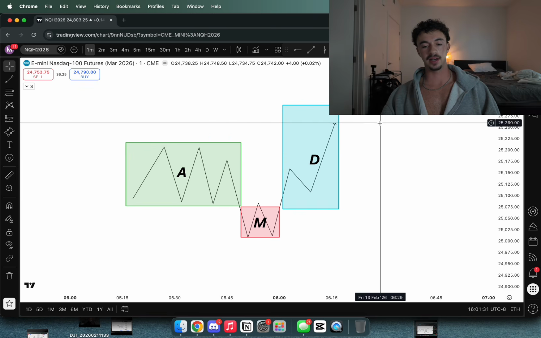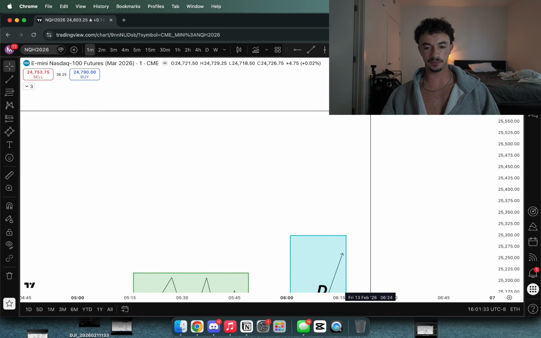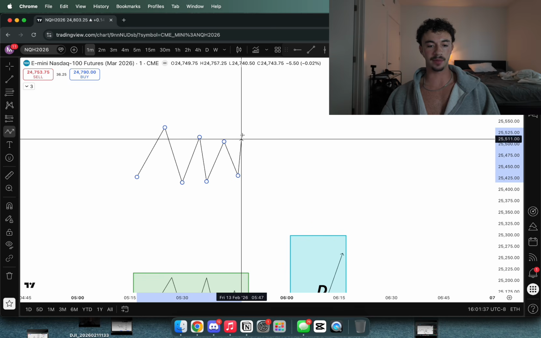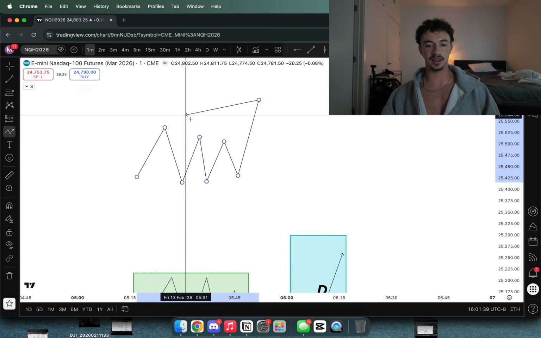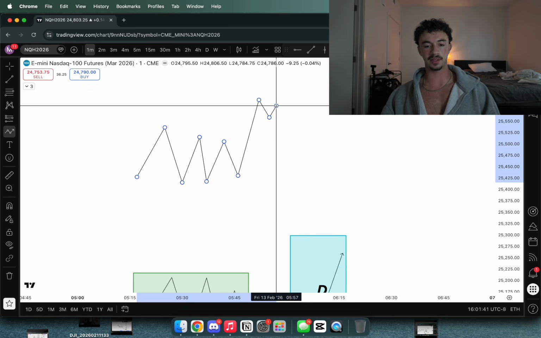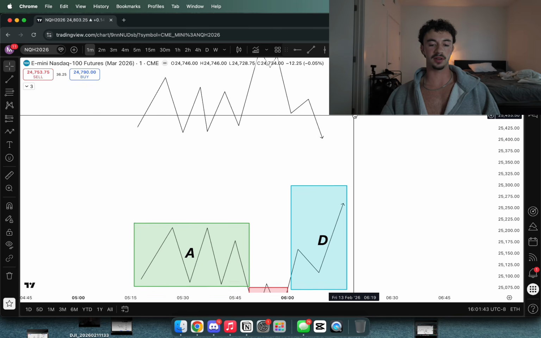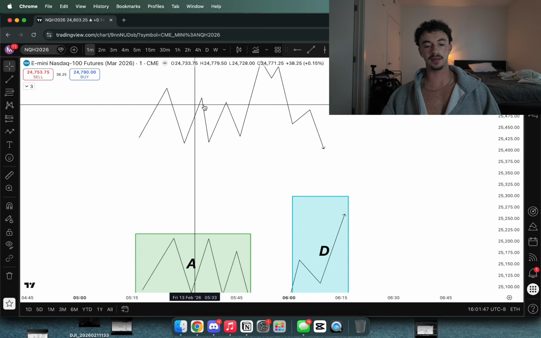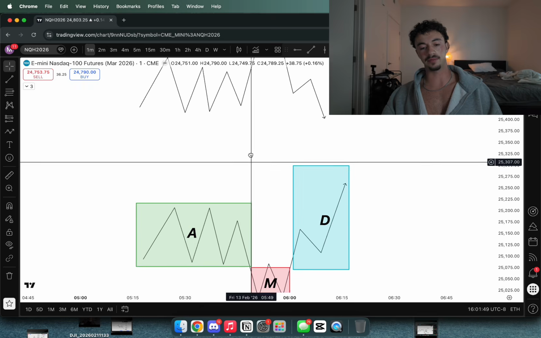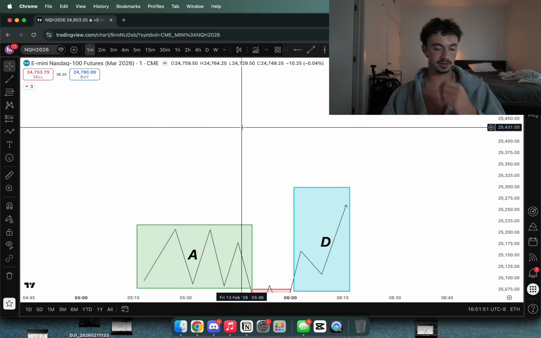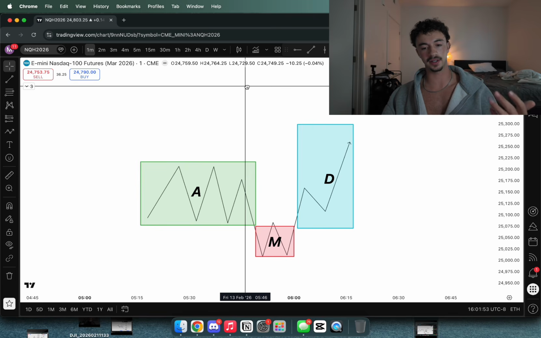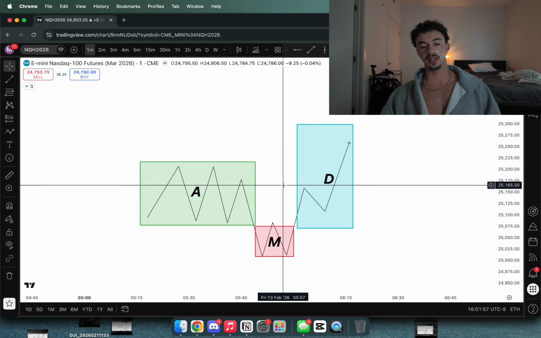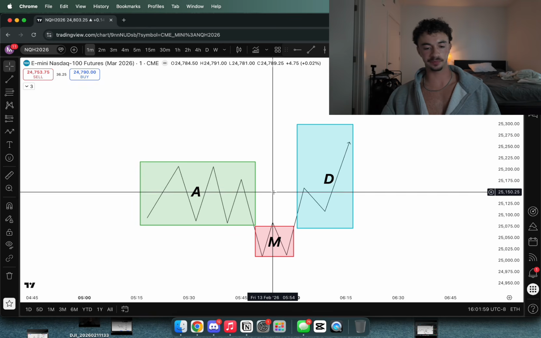Now the same AMD model can work to the downside, where we accumulate, we manipulate the highs in a fashion like this, and then we distribute down to the lows. So same thing here: we have the AMD to the upside, also the AMD to the downside. It doesn't matter whether you're trading buys or sells. It's all the accumulation, manipulation, distribution pattern. So this is something important to know.